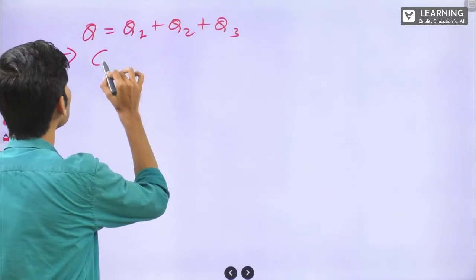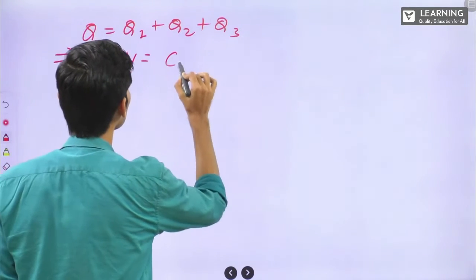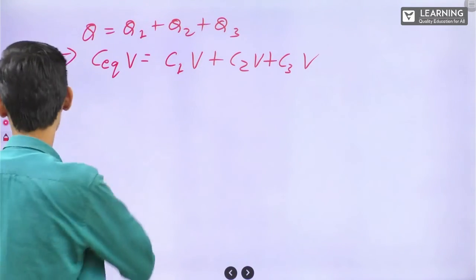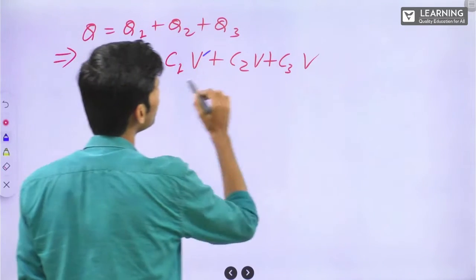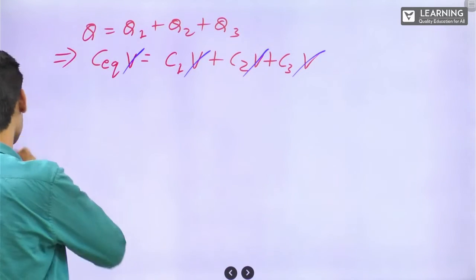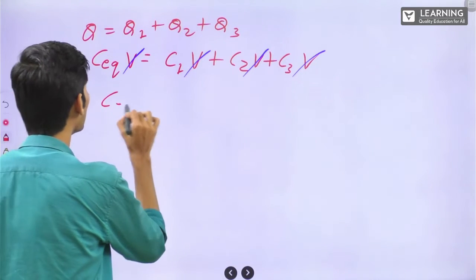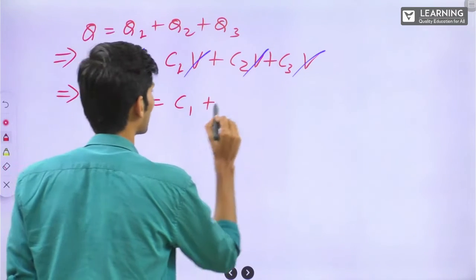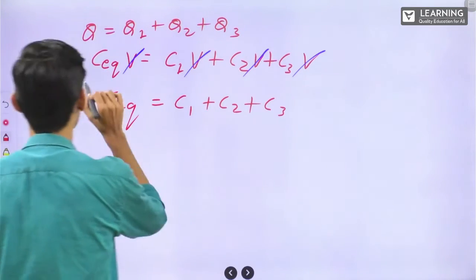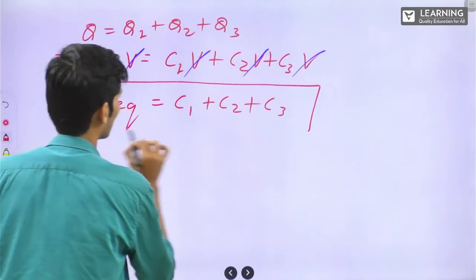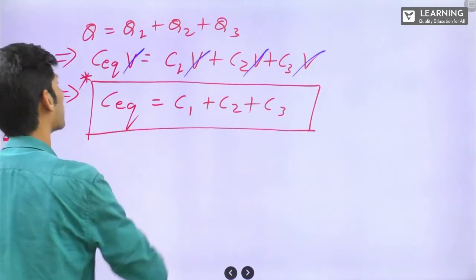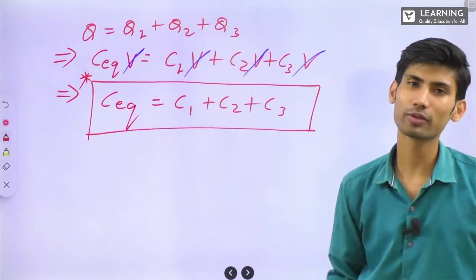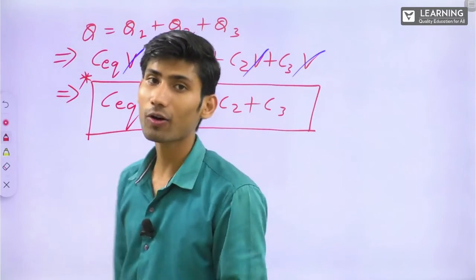From here, Q is equal to C equivalent into V, and that is C1V plus C2V plus C3V. Correct? From here, this V, this V, this V, this V got cancelled. What we got? C equivalent is equal to C1 plus C2 plus C3. Just see this formula. You have to always remember: when capacitors are connected in parallel, the formula is C1 plus C2 plus C3. If n capacitors are there, then it will add on till Cn.